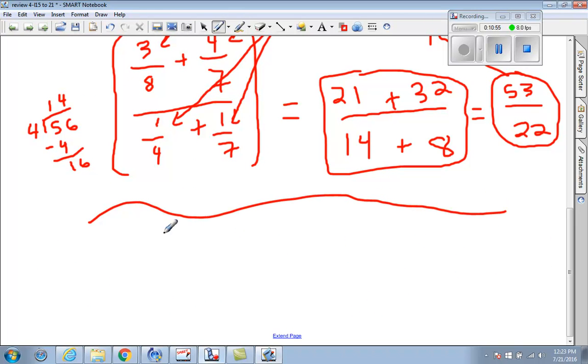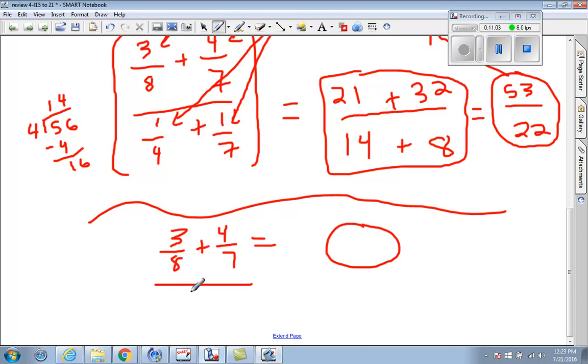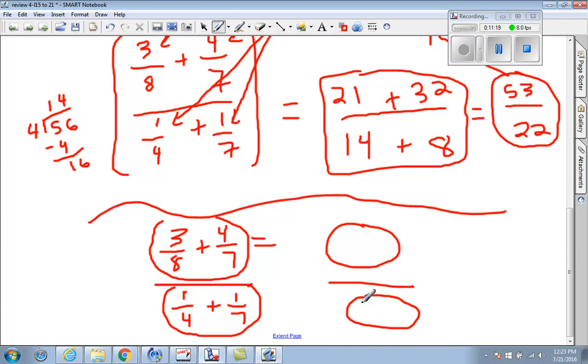Meaning, you could take 3/8 plus 4/7 and get something, and then deal with the numerator and the denominator separately. And that might be better for you when you're first learning. Add these two fractions and get something. Add these two fractions and get something, and then clean it up from there, is what I'm getting at.